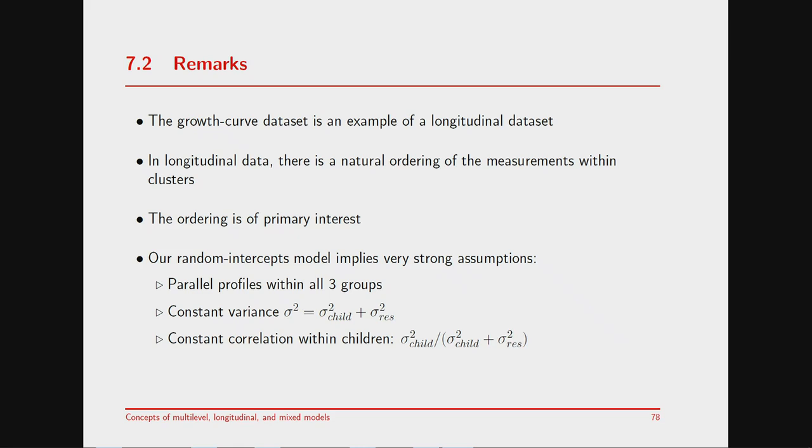And that shows that typically we would expect measurements close to each other in time to be highly correlated, and measurements further away from each other to be more weakly correlated. Well, this model cannot handle that. It's just part of the model.